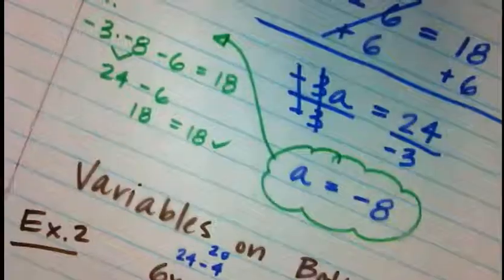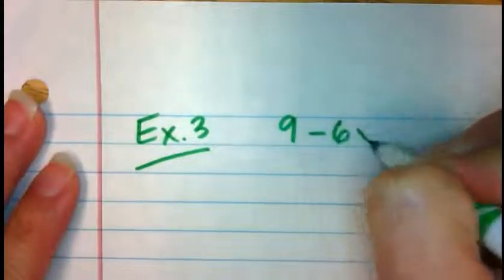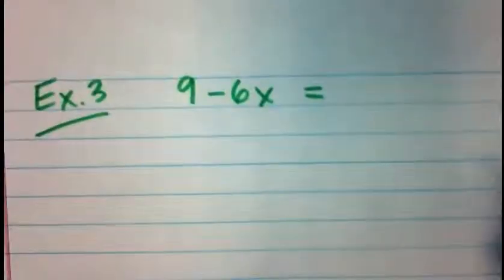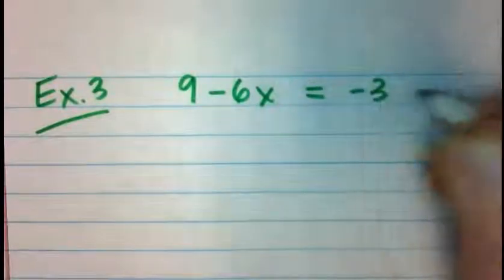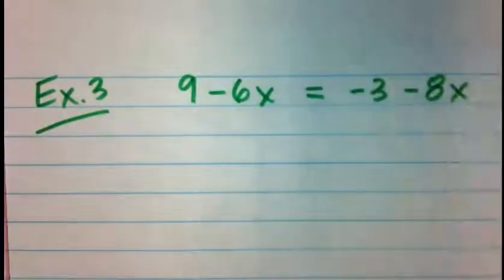All right, let's try one more. For example number 3, let's do, move this out of the way a little bit. So example 3. How about 9 minus 6x equals negative 3 minus 8x?